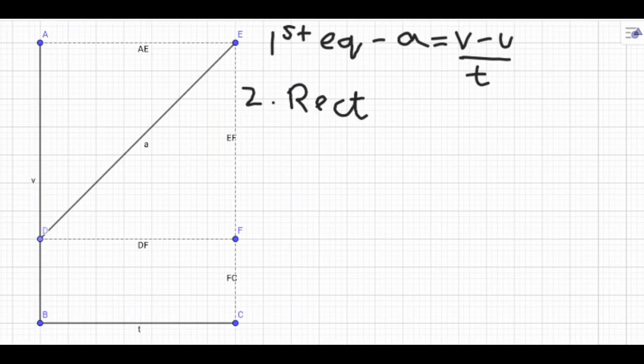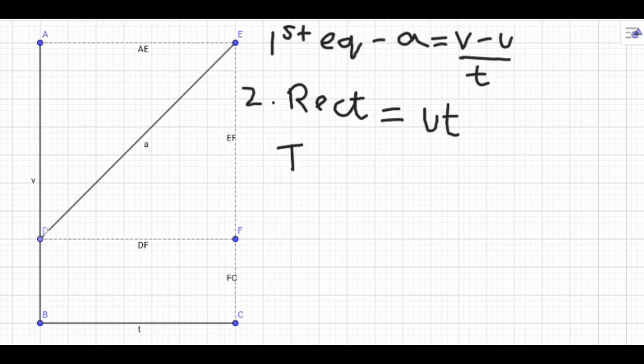To find the area of the rectangle, we need to multiply DB by BC. Why do we need to do that? Because the formula is length into breadth. Now, from the previous equation, when we derived the first equation, we found out that DB is equal to U and BC is equal to T. So the area of the rectangle will be equal to UT.